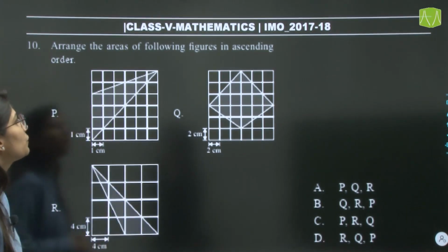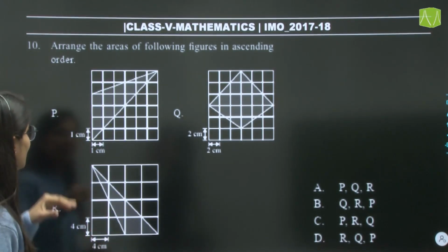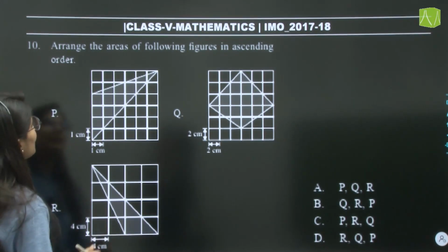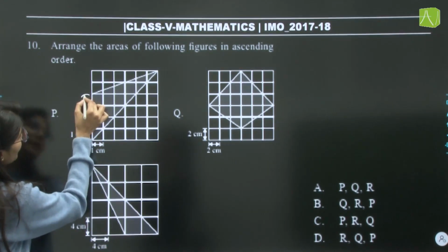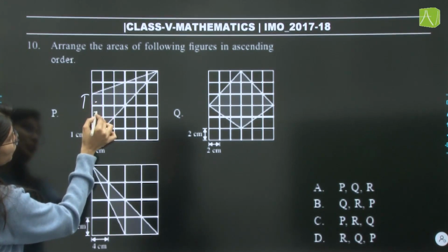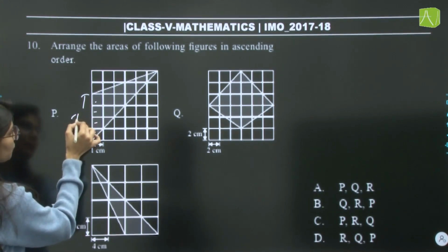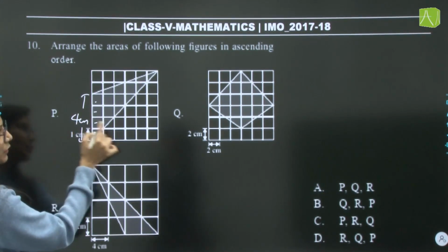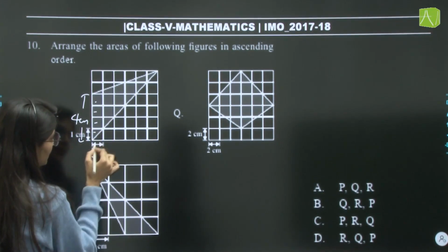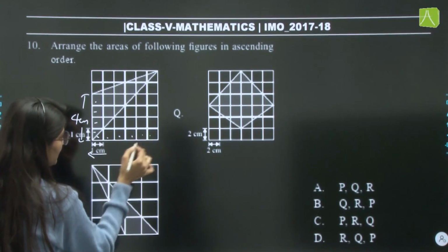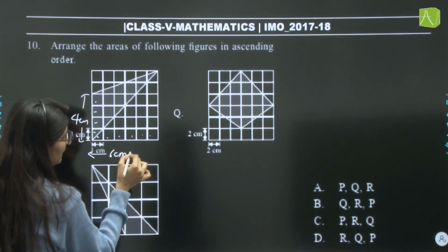Arrange the areas of following figures in ascending order. Let's find out the area of first figure. See this triangle, the base of this triangle is 1, 2, 3, 4. The squares are 1 by 1 centimeter. So the base will be 4 centimeter. And the height of this triangle is, you can count the squares 1, 2, 3, 4, 5, 6. So there are 6 squares. This will be 6 centimeter.